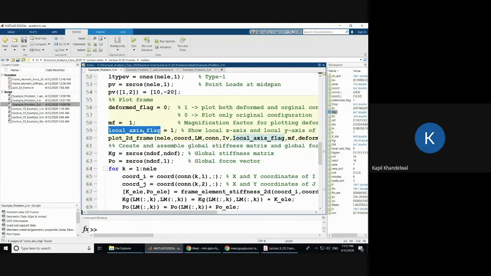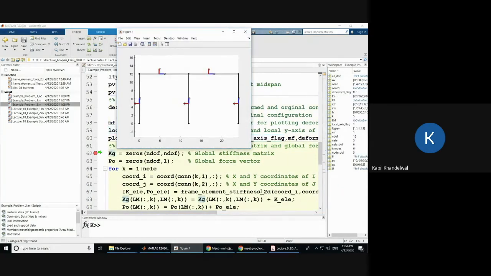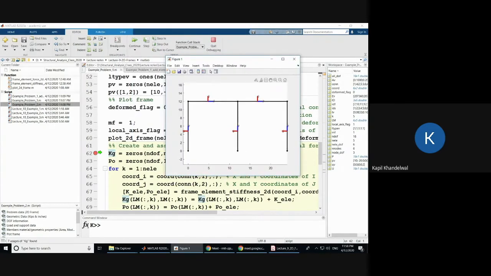But there is an interesting variable in this function. I'm calling it a local axis flag. When this flag is 1, it plots the local axis for every member. Okay. So let me show you how this works. I'm creating the breakpoint here to show you the result for this, and I'm running this code. So you can see that this is the local axis for these members, and these are the same things that I've just shown you on the slide.